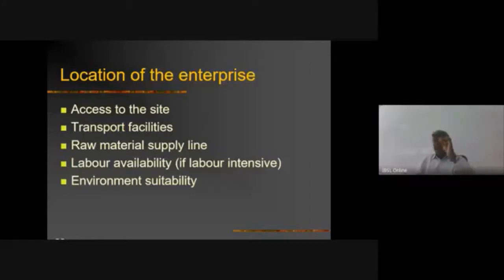So always think the raw material should be available closer, depending on the nature of the industry, and labor availability also should be there. And then environment suitability: whether what they are going to do is environmentally suitable, whether it will cause harm to the environment. Pollution: water pollution, air pollution, noise pollution. There are various kinds of pollution you have to think about. So regarding the location of the enterprise, during the inspection, you have to satisfy yourself on all these things.